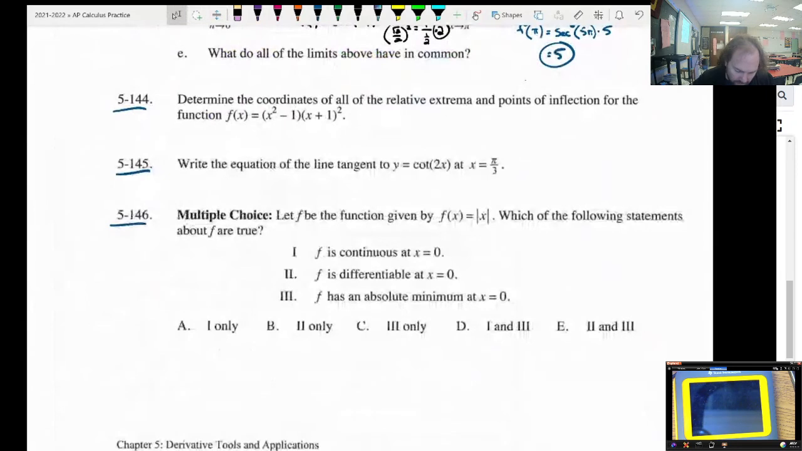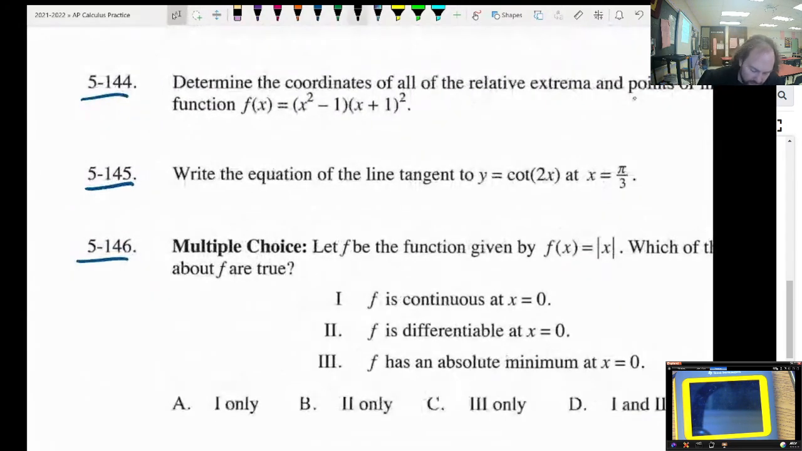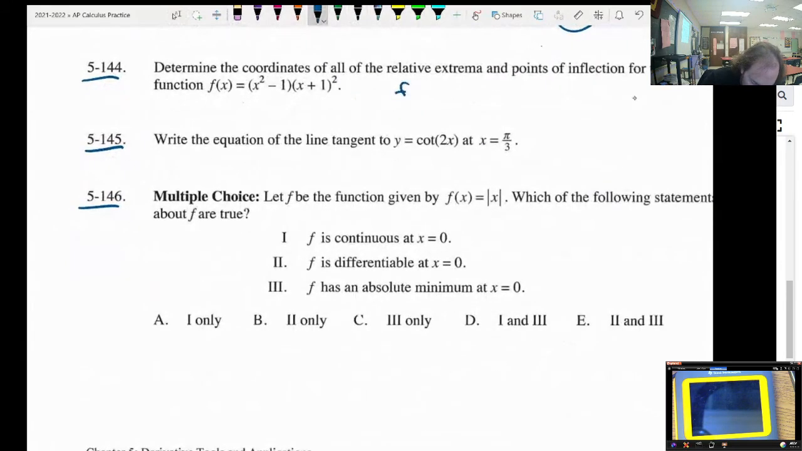Okay, 144. Perfect. Okay. Determine the coordinates of all the relative extrema and points of inflection for that function there. Now, you could take the derivative, because really what we're going to do here, when you're asked a question like this, what needs to be screaming out at you is, when is f prime of x equal to 0? When is f double prime of x equal to 0? Now, normally, you could take the derivative of this using the product rule. I would not recommend that.